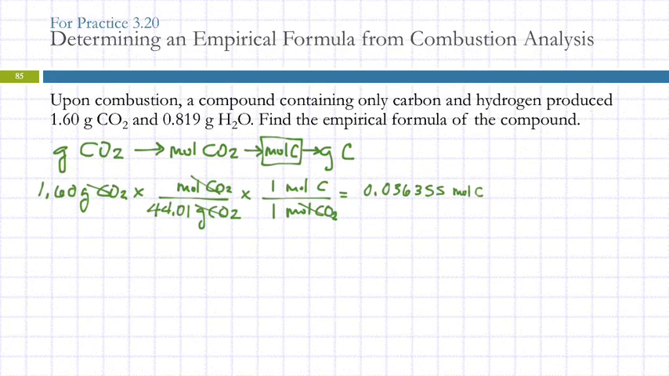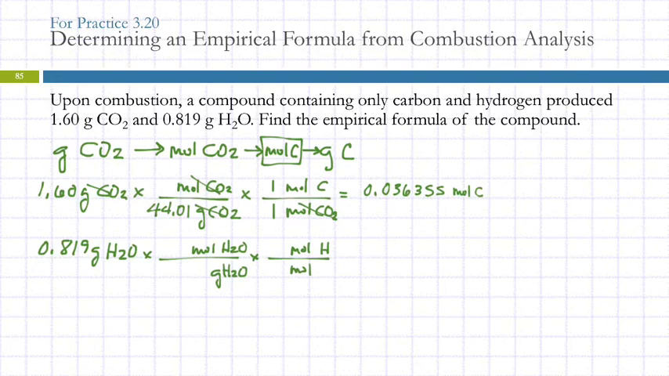So then we're going to do a very similar process with the mass of water. 0.819 grams of water. We need to go to moles of water, and then we can go to moles of hydrogen, and then let's just stop there because that's what we ultimately want, moles of hydrogen. So grams of water down here, moles of water down there. How many moles of hydrogen in 1 mole of water? 2. The formula tells us that.